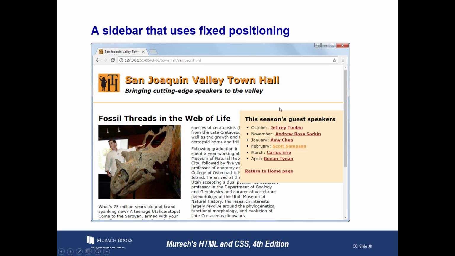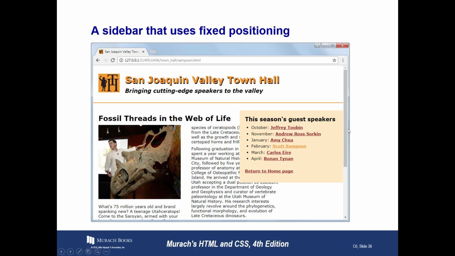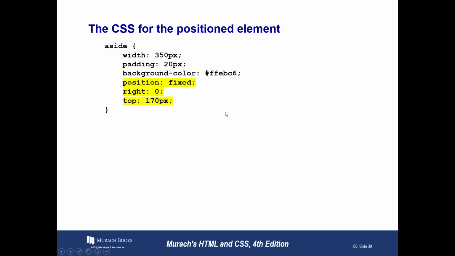Again, I've said this to you before. The only way that you'll learn how to use this is to play with it. Here's a sidebar with fixed positioning. So notice, even as you scroll down, it'll cover up what was there. This will never change where it's positioned. It's fixed. Position fixed. And right 0, meaning butting it up right against there, down 170 pixels from the top.